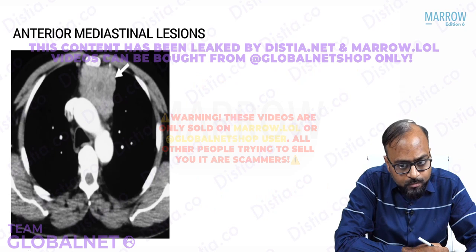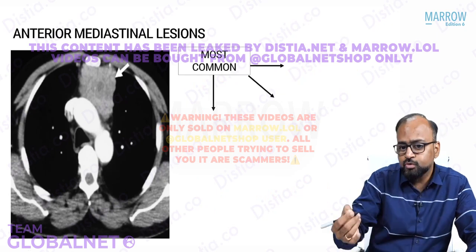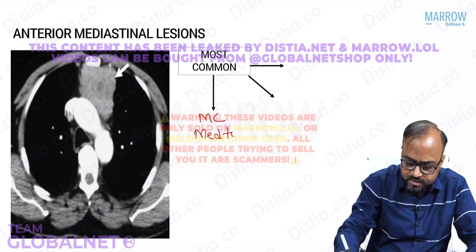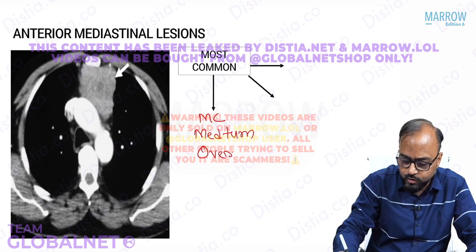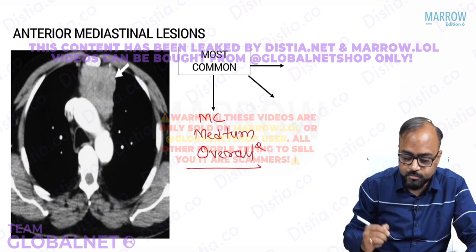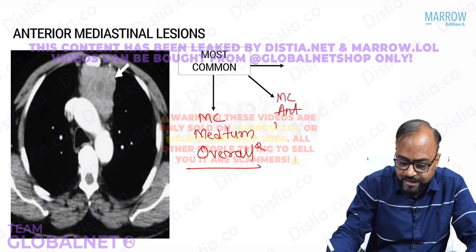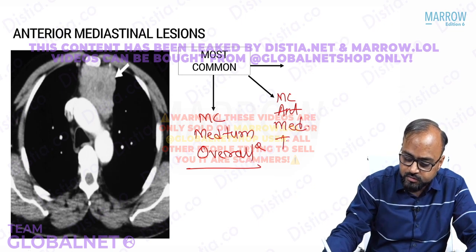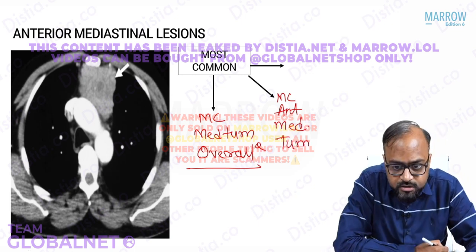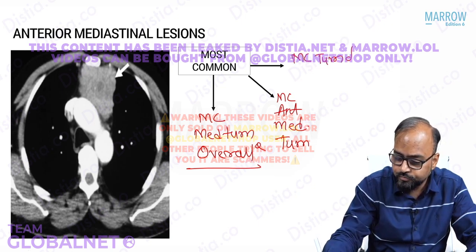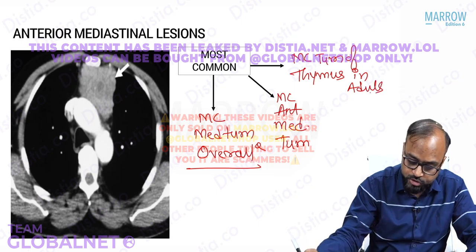Now let us look at thymoma. Now thymoma, we have discussed few most commons about thymoma. This is the most common mediastinal tumor overall. We have discussed that this is also the most common anterior mediastinal tumor. This is also the most common tumor of the thymus gland in adults. There are certain important associations of thymoma.